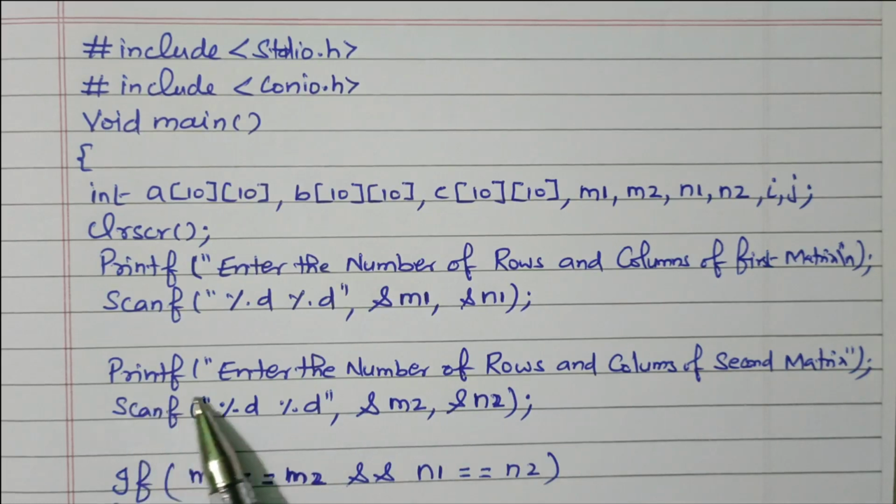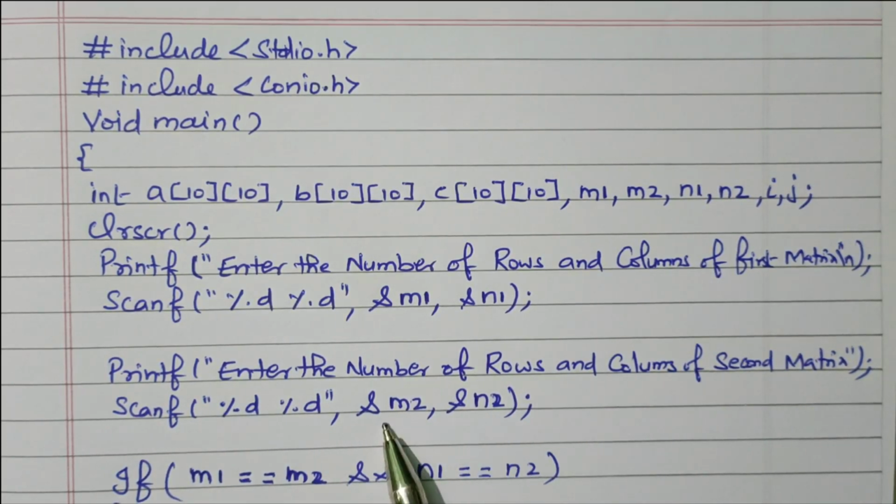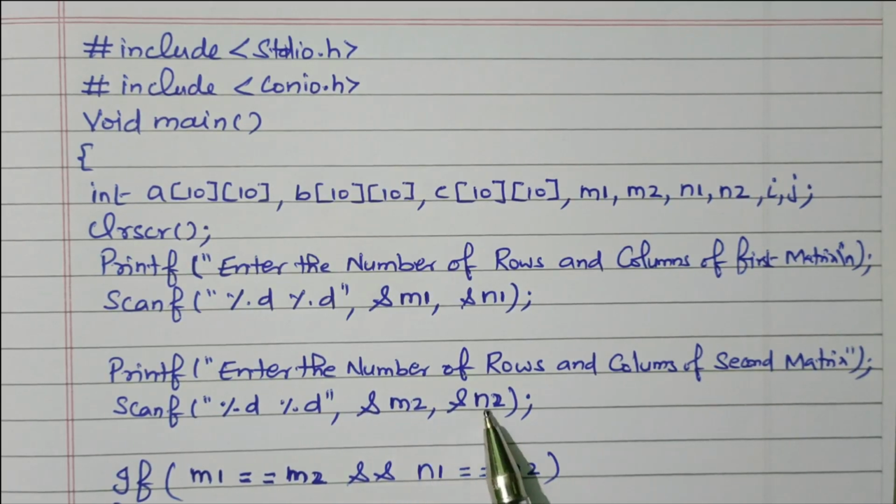Then we ask the user to enter the rows and columns of the second matrix. Then the user will enter 2 data, M2 and N2, with & referring to the address. So the user will enter another two data, row and column, M2, N2. Right. Now we have the number of rows and columns of the first matrix as well as the second matrix.